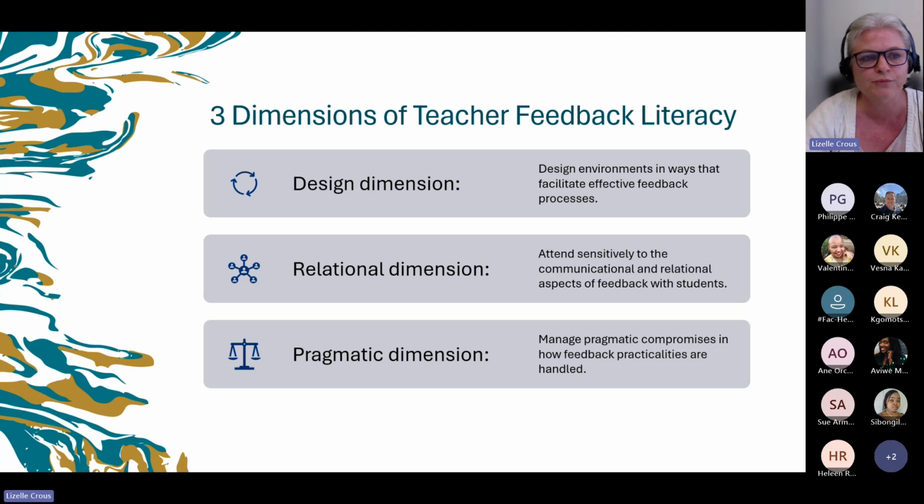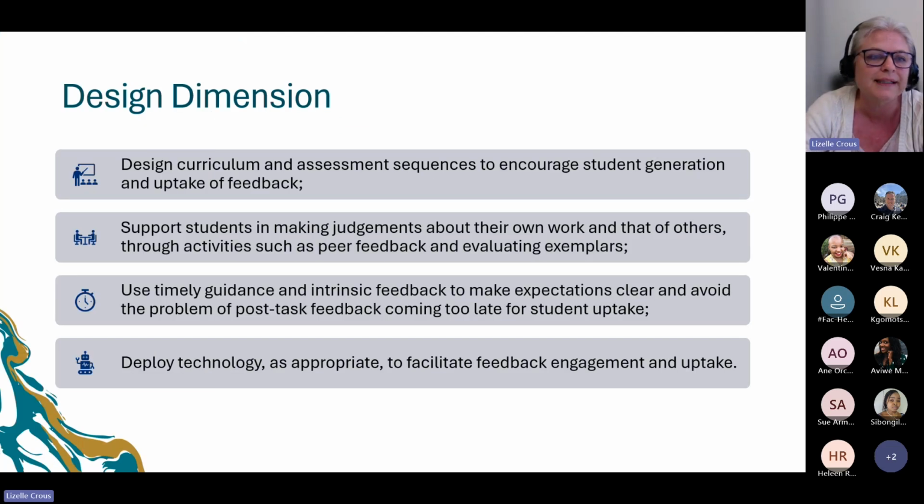So let's move on and have a look at the design dimension. So the design dimension is one of the most important teacher contributions to develop feedback literacy skills in students.